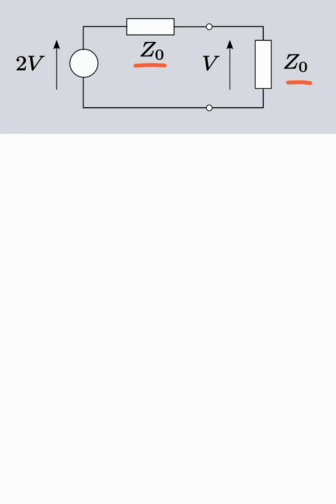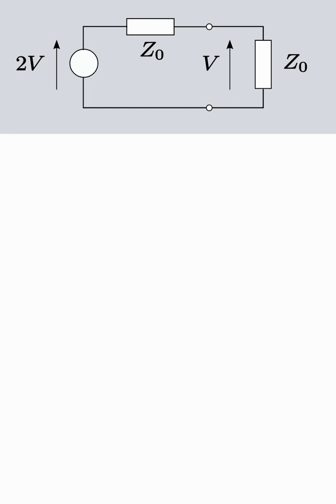Now across this impedance network or circuit we have a 2 volt voltage source connected as shown, and let's say we are asked to calculate the voltage across this impedance Z0.